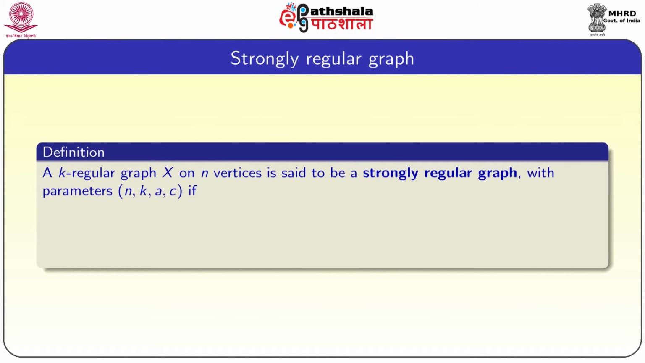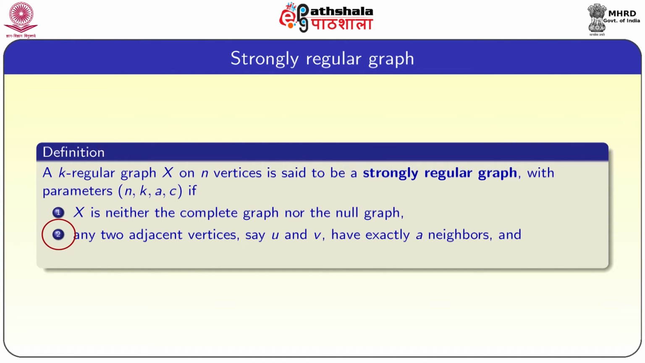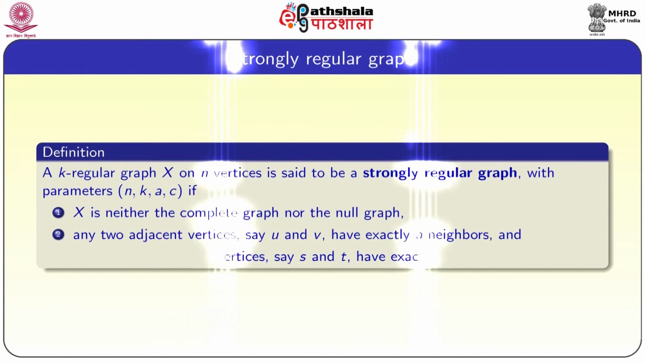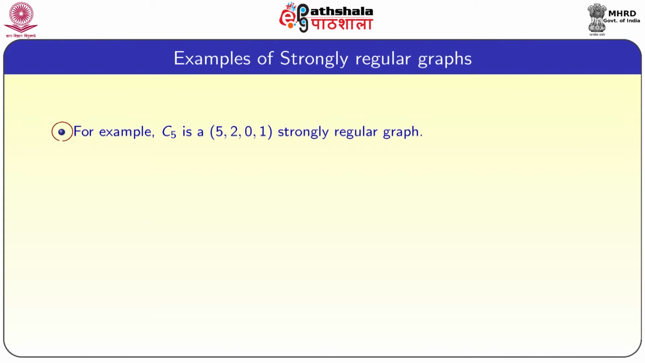Now, we are going to define strongly regular graphs. A k regular graph X on n vertices is said to be a strongly regular graph with parameters n, k, a, c if X is neither the complete graph nor the null graph, any two adjacent vertices, say u and v, have exactly a common neighbors, and any two non adjacent vertices, say s and t, have exactly c common neighbors. For example, C5, the cycle graph with 5 vertices, is a 5, 2, 0, 1 strongly regular graph.